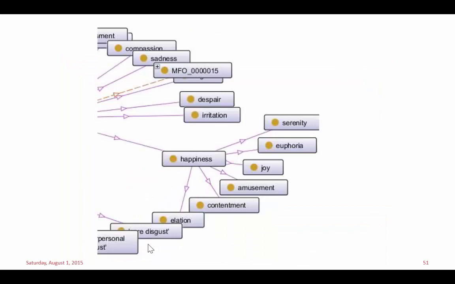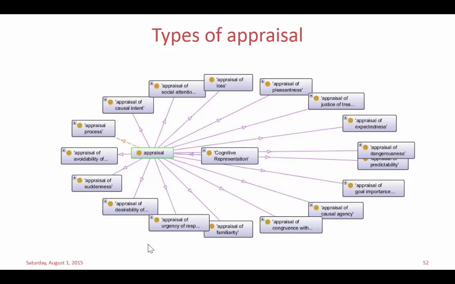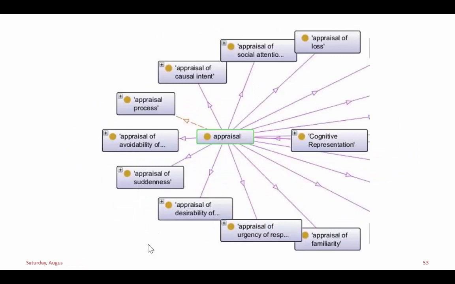This is types of appraisal. Appraisal of pleasantness, appraisal of loss, appraisal of causal intent, all of which are children of appraisal. And this is the same picture on the left with slightly bigger type. So appraisal of suddenness, appraisal of urgency of response, appraisal of familiarity. And each appraisal is a sub-kind of cognitive representation, which is an MFO.